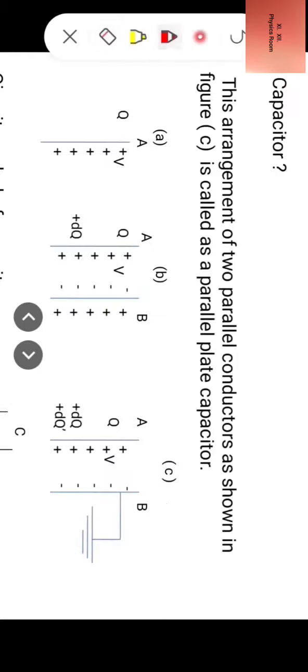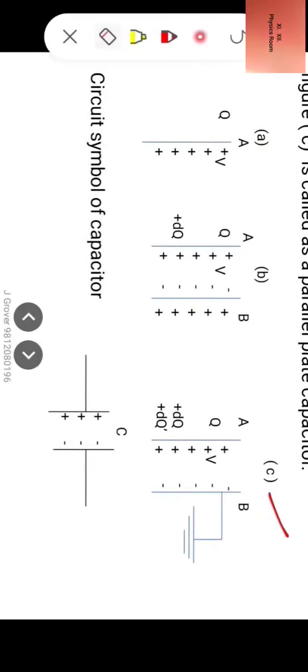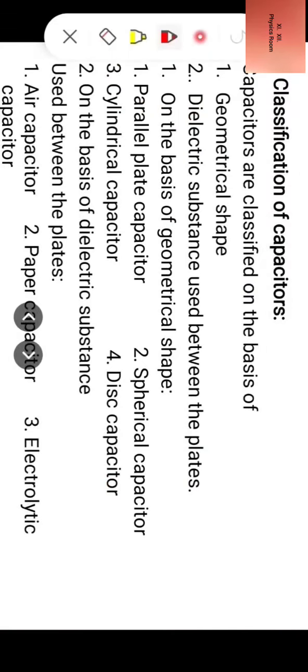Now, let us define a capacitor. This arrangement of two parallel conductors, as shown in figure C, is called a parallel plate capacitor. The circuit symbol of a capacitor is as shown in the diagram. You mark it carefully. Now, classification of capacitors.